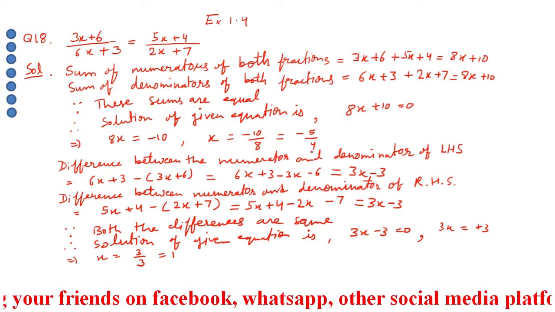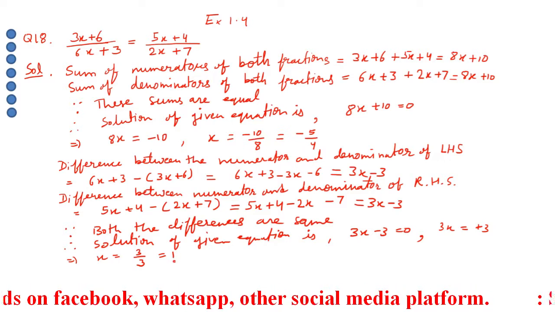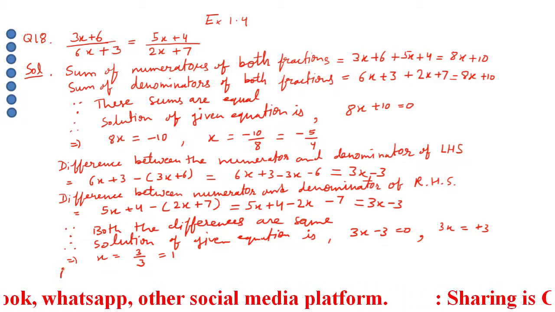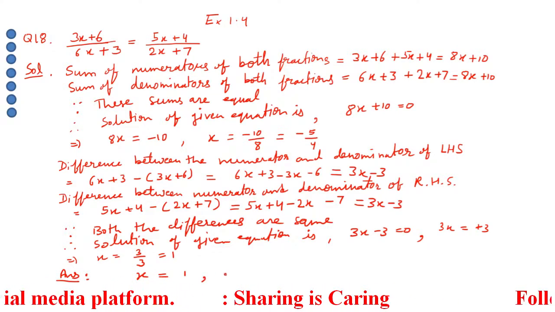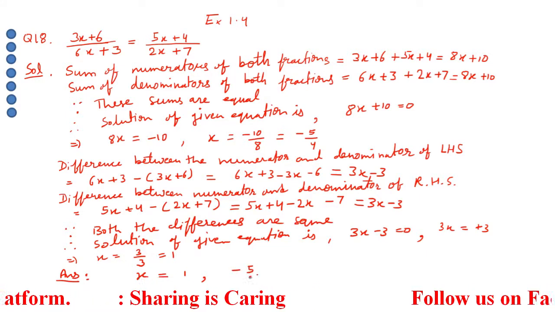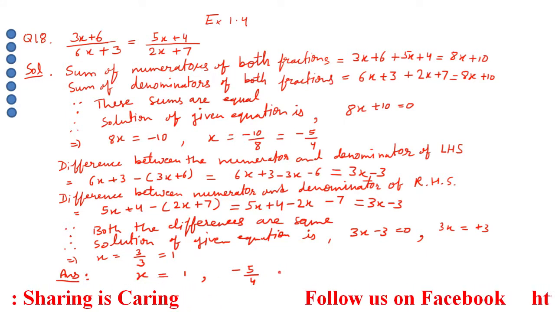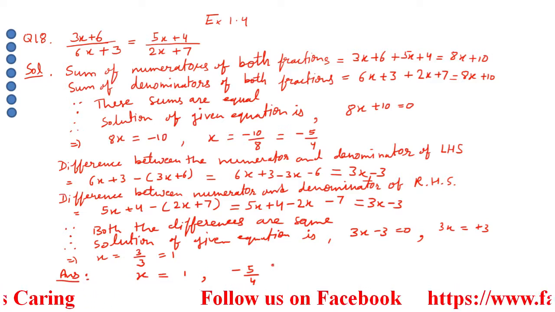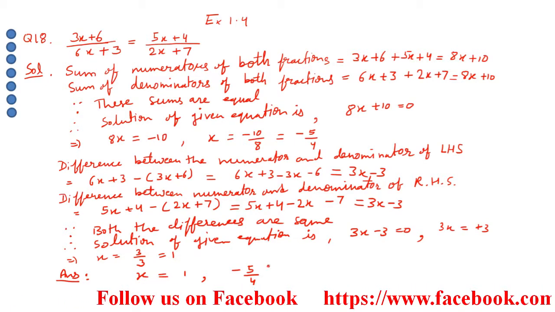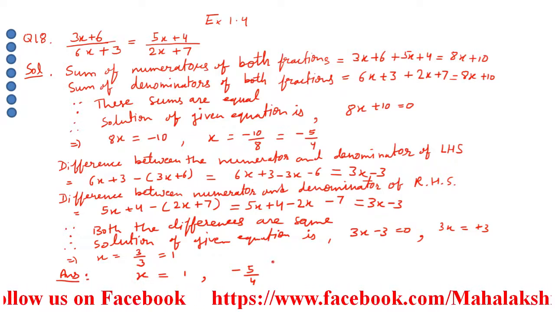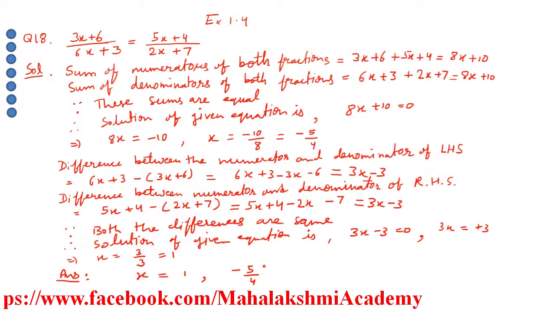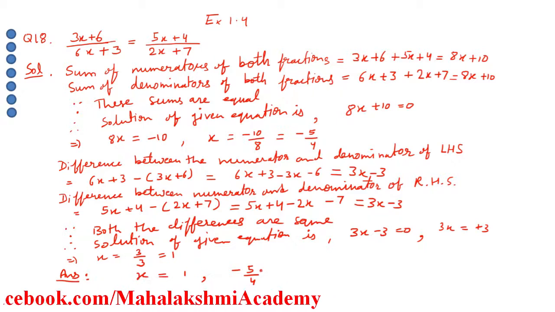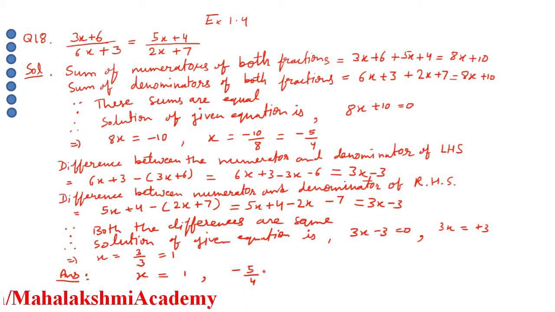So two answers we obtained. The first answer is minus 5 upon 4 and the second answer is 1. So we will write here in the answer: x is equal to 1, as well as minus 5 upon 4. I hope, students, this question is clear to you. In this question, the fourth meaning of the formula and the fifth meaning of the formula were both applicable. That's why we showed both methods, and from each meaning we obtained one answer. So collectively x has two values, one is plus 1, the other is minus 5 upon 4. So this question is completed.